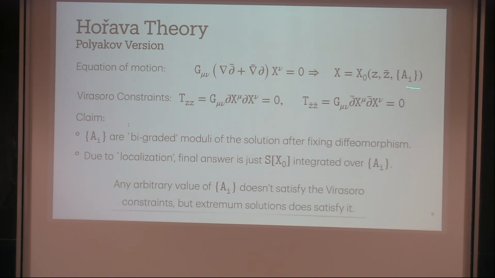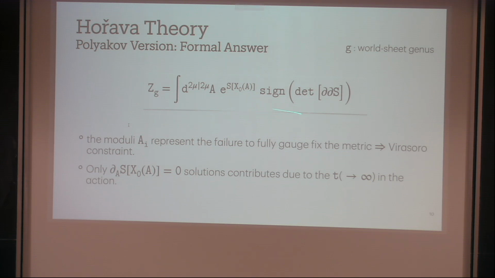But for generic AIs, the claim is that this solution will not satisfy the Virasoro constraint, that is the stress tensor won't be 0. But once you do the AI integral, you will see that there are saddle points, and on the saddle points, this will satisfy the Virasoro constraints. So finally, the formal solution looks like this: an integral over AI, and the action is calculated on shell. And this is just a plus minus 1 coming from the one loop determinant, since they cancel, leaving plus minus sign.